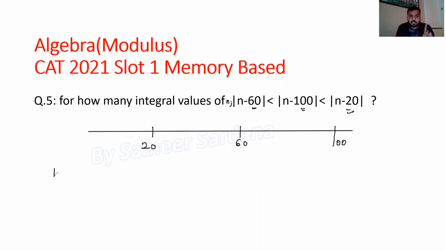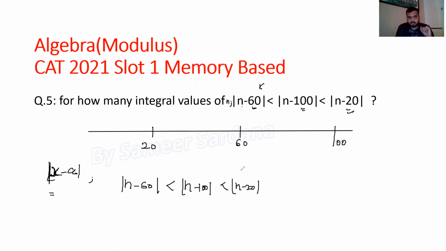Now guys, you should know that mode of x minus a is nothing but distance of x from the origin a, right? In modulus, mode of x minus a is supposed to be read as distance of x from the origin a. So n minus 60 is supposed to be read as distance of n from 60. So what I want is distance of n from 60 should be less than distance of n from 100, and this should be less than distance of n from 20. Very simple question, guys, and I'm supposed to find out the integral possible values of n.